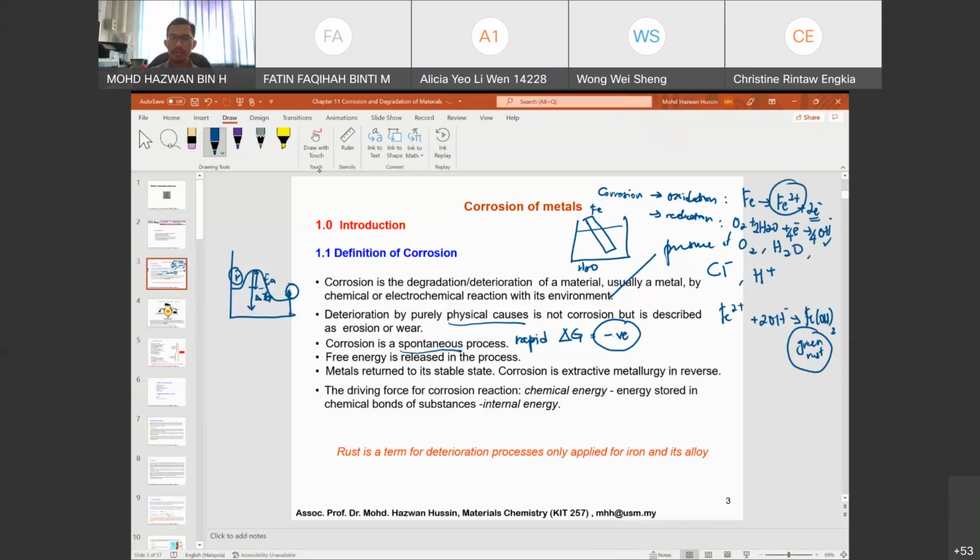Okay, the driving force for corrosion reaction is actually chemical energy. The energy is stored in the chemical bonds of a substance. And always remember, even during your high school, we have this term, rust. Rust is always referred to as the product of the metal oxide, the corrosion products of iron and iron alloy, stainless steel and whatsoever. So we call the metal oxides of iron rust. We don't call, I think, aluminium, copper, zinc corrosion products as rust, but only for iron that we call it rust.